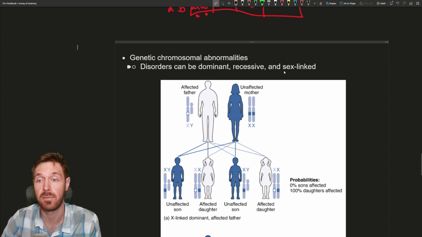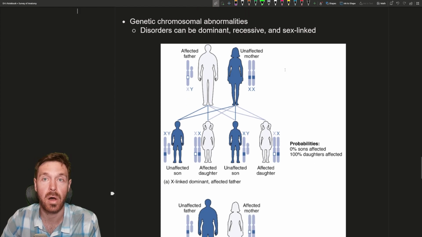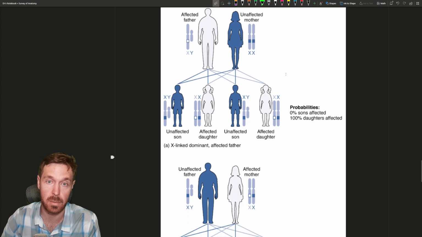And another thing like that are sex-linked disorders. Sex-linked disorders are found on the X or the Y chromosome. Typically, when we talk about sex-linked disorders, they're on the X chromosome, which makes them more common in males because they only have one X chromosome.